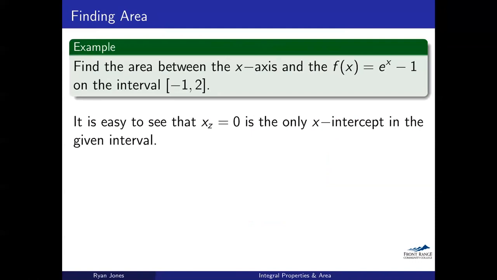You could find x-intercepts first off by setting the function equal to 0. So you could just say, hey, 0 is equal to e to the x minus 1. So e to the x is equal to 1. That means x is 0. Boom, this is an x-intercept, and we've got our answer right there. So you could do that. We've found that x-intercept algebraically now, very simply.